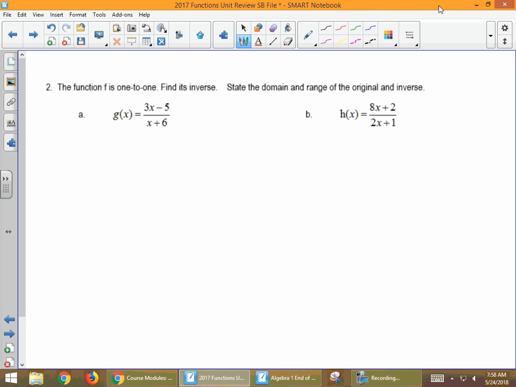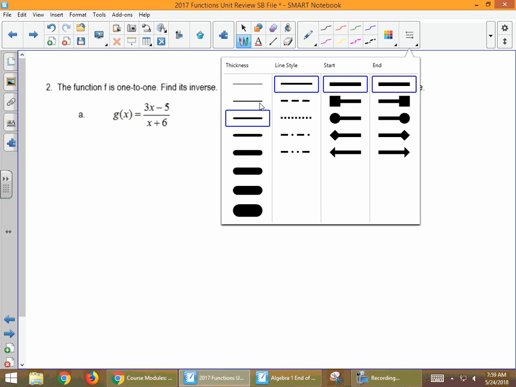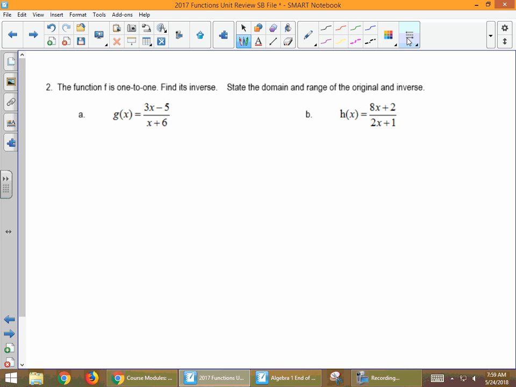All right, more finding the inverse. We tell you from the beginning that both these functions are one-to-one. So to find the inverse, we're going to go through the same process that we did on number one. We're going to change f of x to y, or g of x to y.